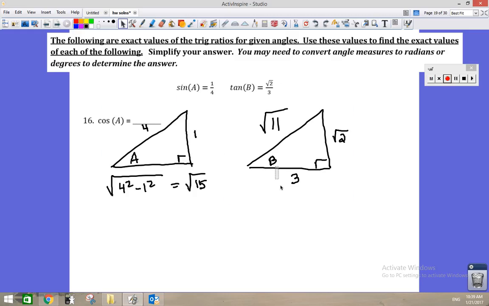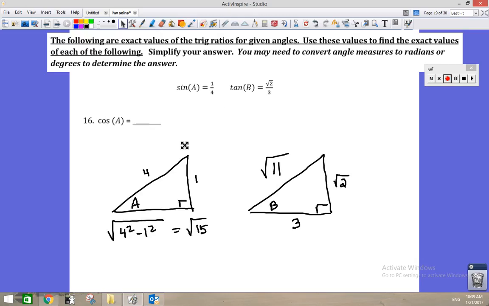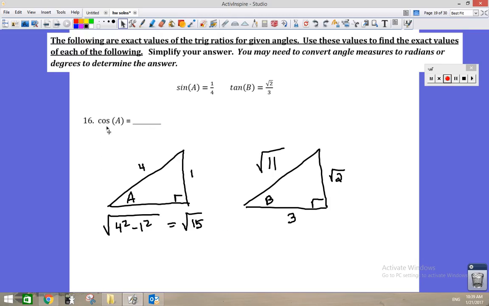All right, so if they want the cosine of angle A, I don't have to worry about the information about B.